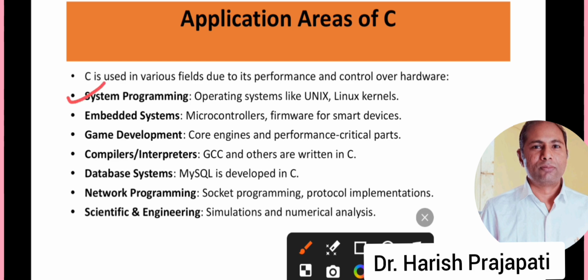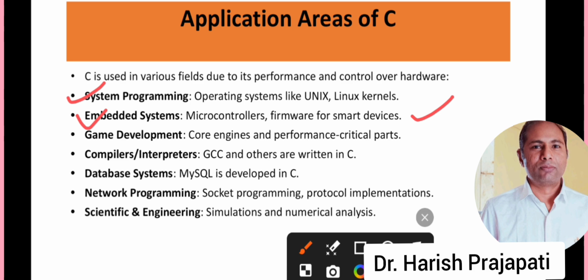The first application of the C language is system programming. We can develop a lot of operating systems like Unix, Linux, and so on. The second application is embedded systems. Embedded systems are systems where software and hardware are combined, like in microcontrollers, firmware, and smart devices. So in embedded systems we can use the C language.